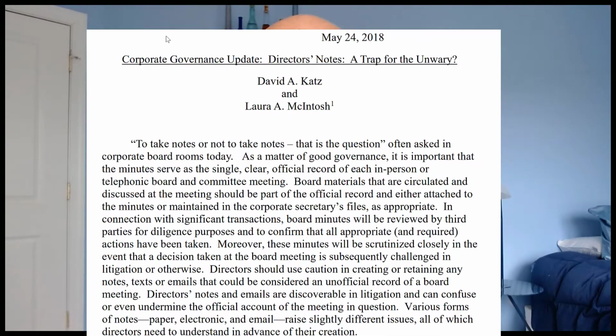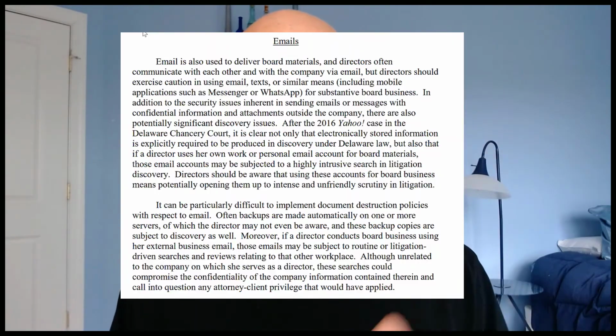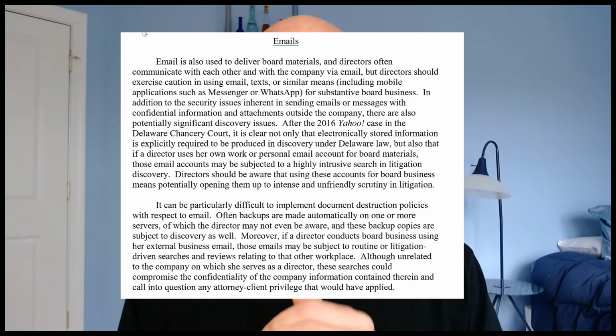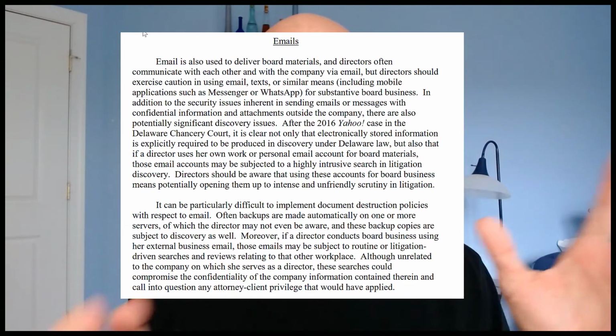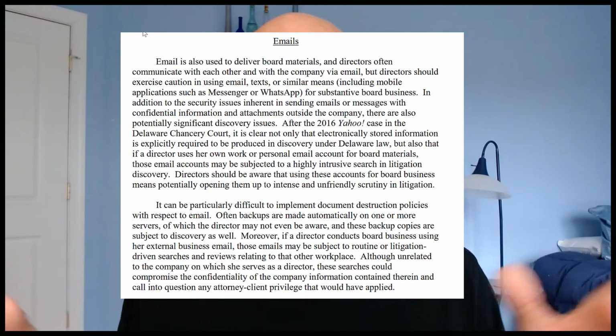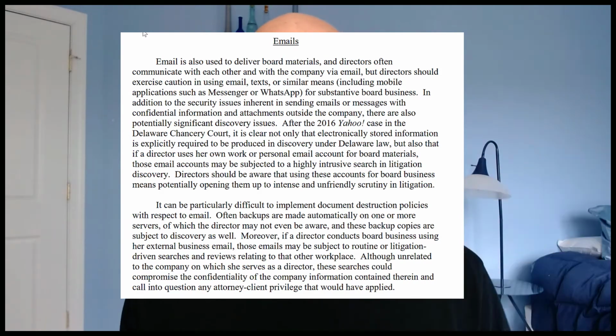So this Wachtell Lipton memo states that it's clear that electronically stored information is explicitly required to be produced in discovery if there's a lawsuit under Delaware law, but also that if a director uses their own work or personal email account for anything related to board materials or board communications, those email accounts may be subjected to discovery in litigation. So if a director conducts board business using their external business email, those emails may be subject to routine or litigation-driven searches and reviews related to their day job, their full-time workplace.